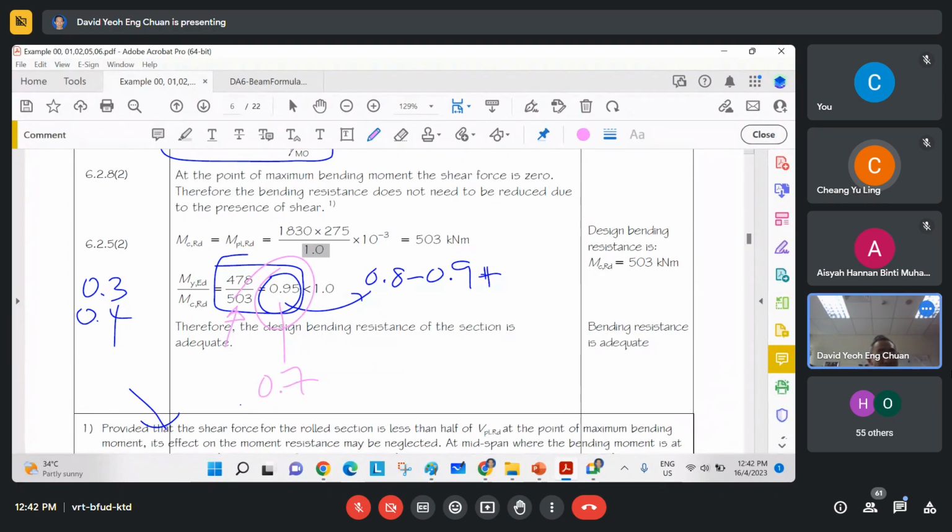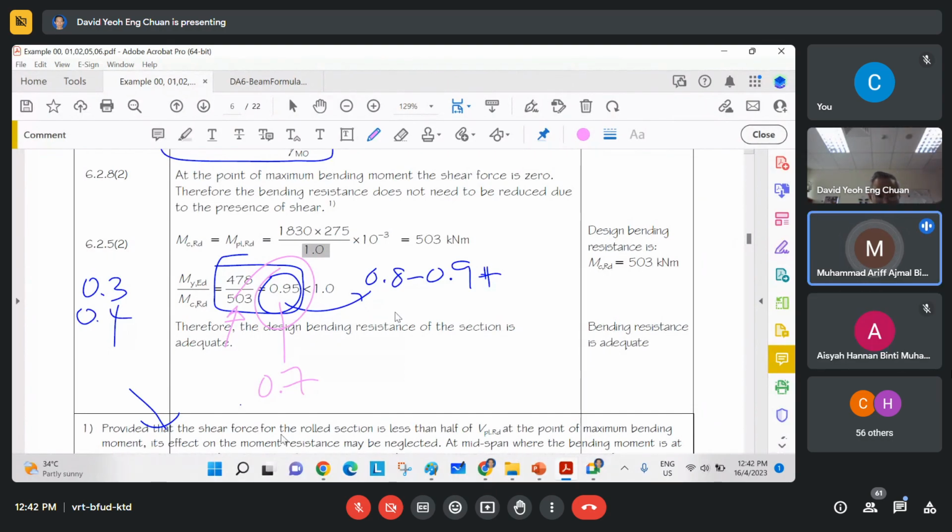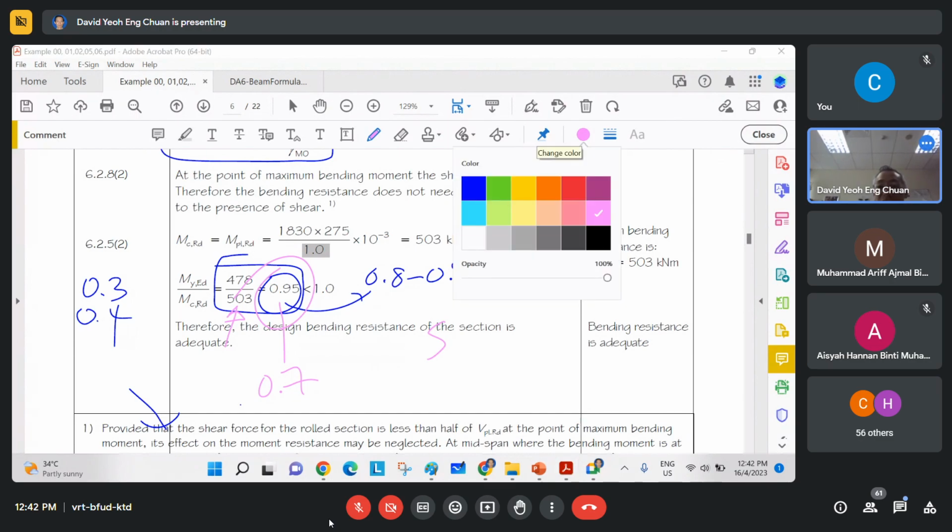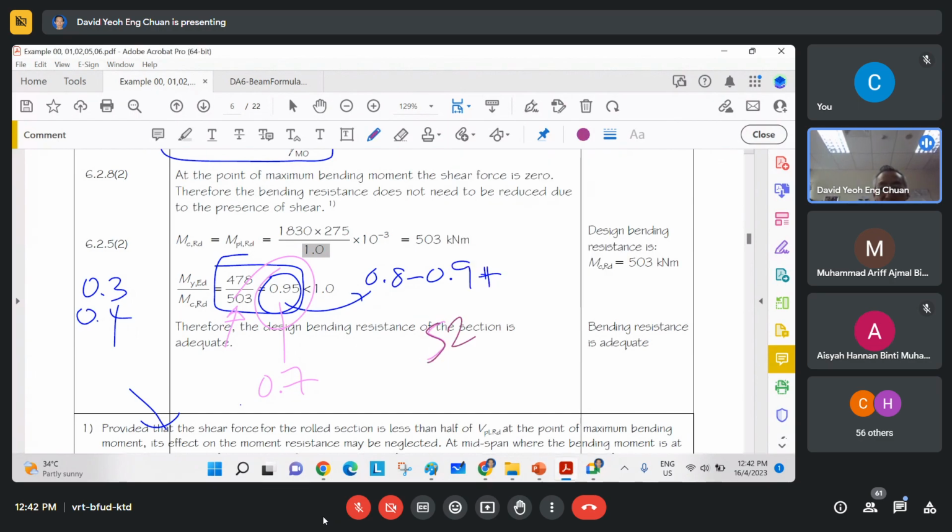Any other question before we end? For the strength also, we can choose any strength? Yes, you can choose any one. You are the designer. We have S275, we have S355, we have S235. So you decide. You buy what you want.